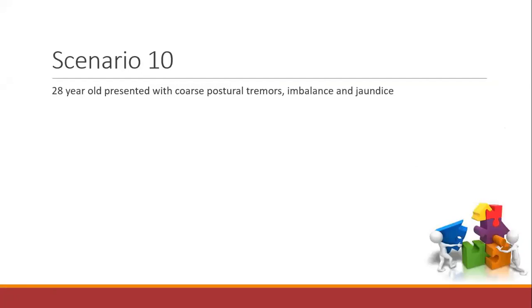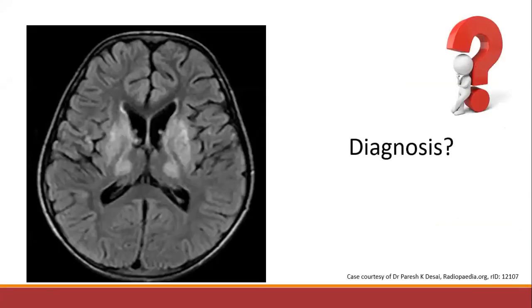Scenario 10. A 28-year-old presented with coarse postural tremors, imbalance, and jaundice. Wilson's. Okay, Wilson's. What does the MRI show? Hyperintensity in the lentiform nucleus, globus pallidus and thalamus. Okay, I will ask you another question. The same MRI: a patient has presented with a febrile illness followed by a severe symmetrical akinetic rigid syndrome, and the MRI is showing this finding. What is the diagnosis? Japanese encephalitis.